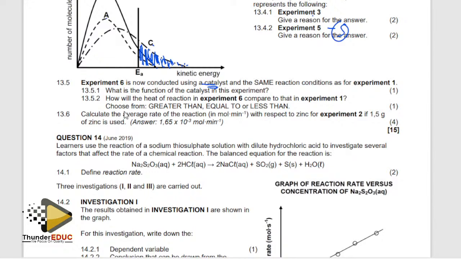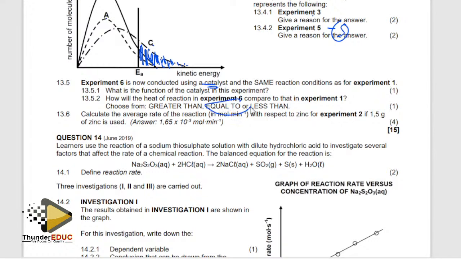Yes, so basically it speeds up the rate of what? Reaction. Then how will the heat of reaction in experiment 6 compare to experiment 1? Will it be equal to? They're saying heat of reaction. Remember, a catalyst doesn't change anything, it just changes the speed. The heat remains the same, so it will be equal to.